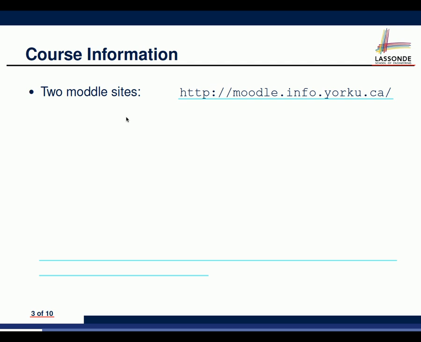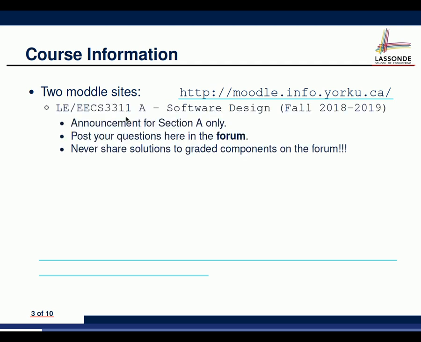The first Moodle site you should have is Section A, specific to this section. Sometimes I might send some announcement only applicable to Section A, maybe just to tell you that lecture materials for today are available. And also, you can post your questions related to the slides or anything you want to ask about the course on the forum. There's a forum there.